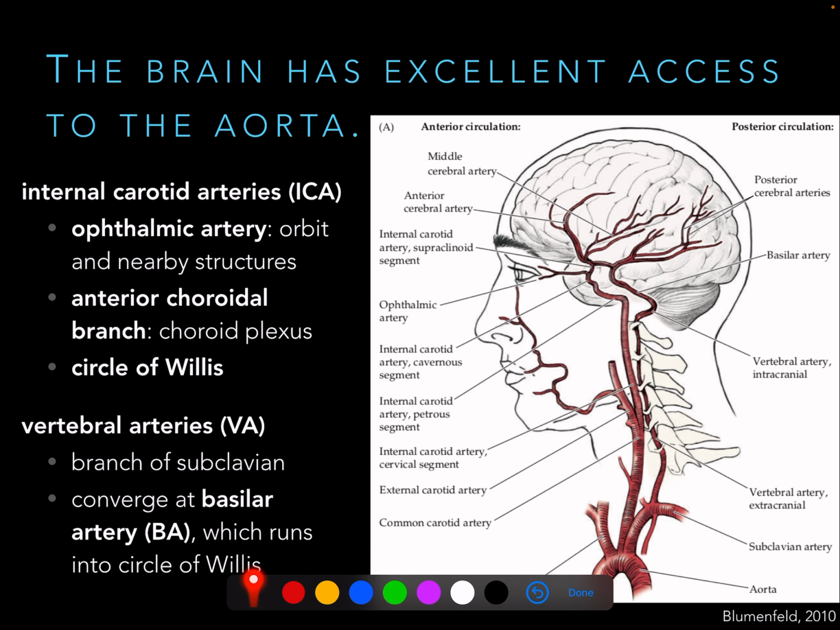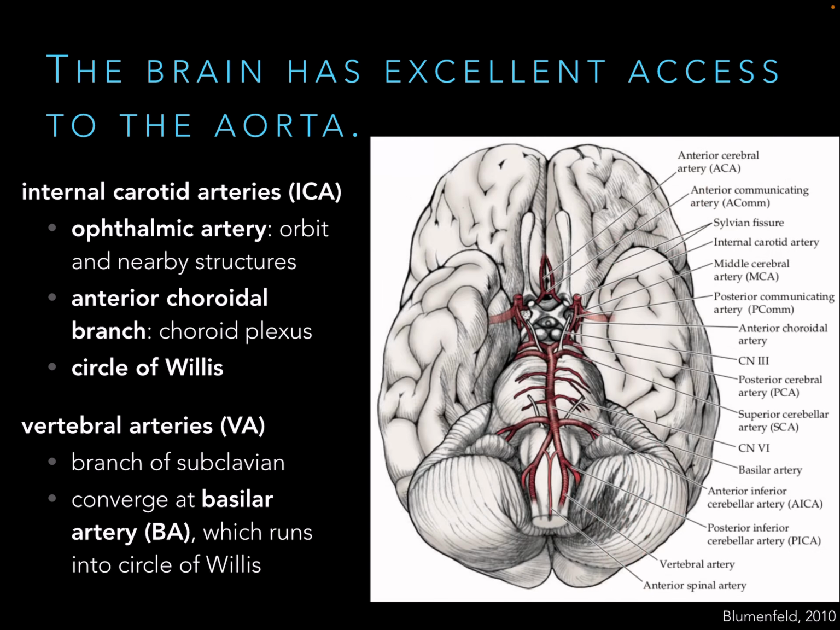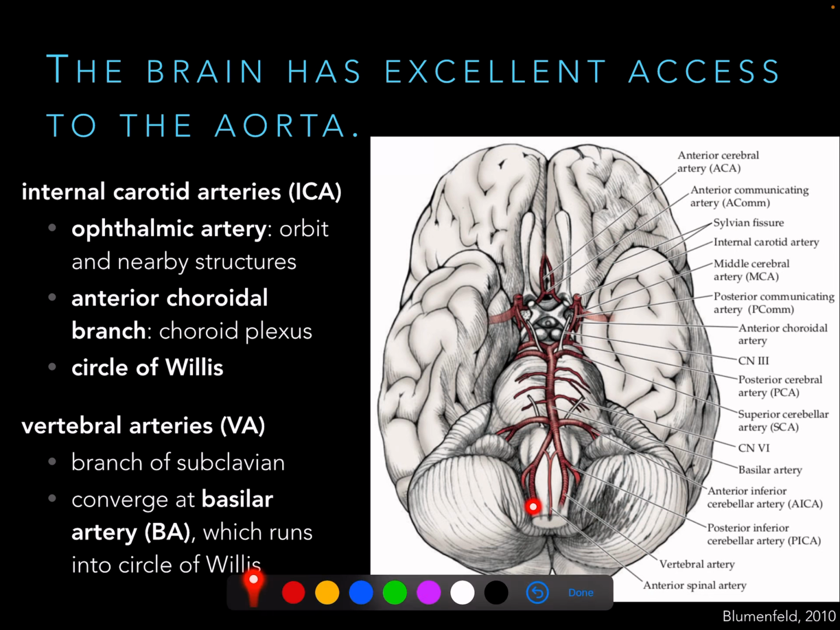The vertebral arteries come together and form the single basilar artery that then runs into the circle of Willis. So here we have our vertebral arteries coming on up, converging to form the basilar artery here. This will eventually merge with offshoots of the internal carotid to form the circle of Willis, which we will draw out in a bit.